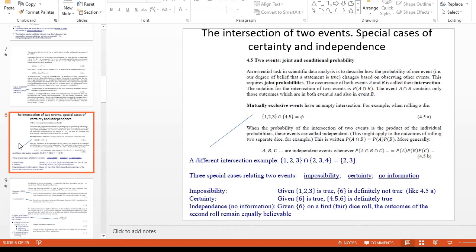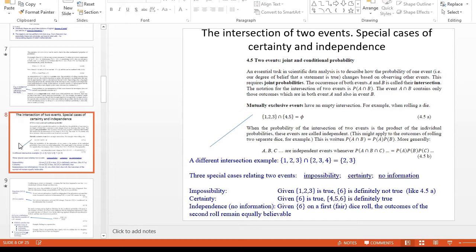The intersection of two events, special cases of probability, certainty, and independence. So, section 4.5, this is worth reading. So, the fundamental task in scientific data analysis is to describe the relation between the probability of one event and something else that we don't know about. So how does our degree of belief that some possible conclusion is true change based on the data that we have? This requires something called joint probabilities, and so some notation you need to know for this.